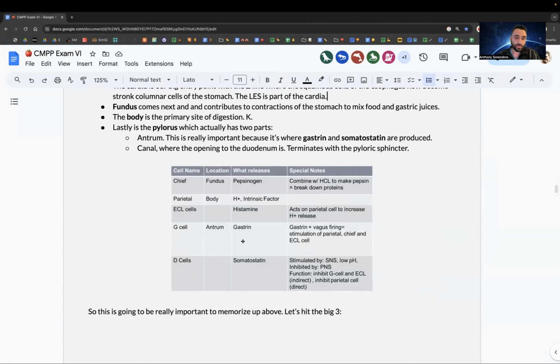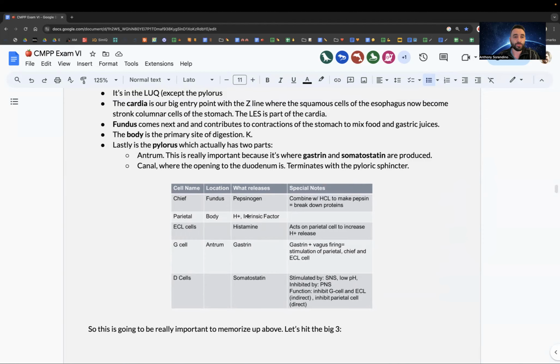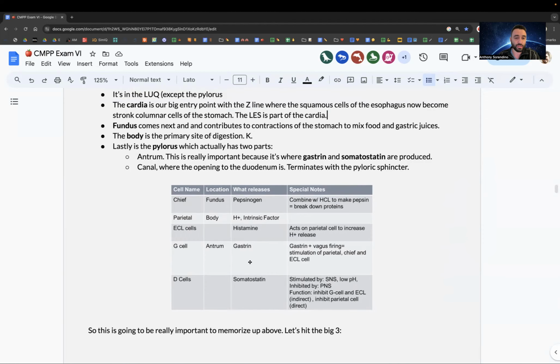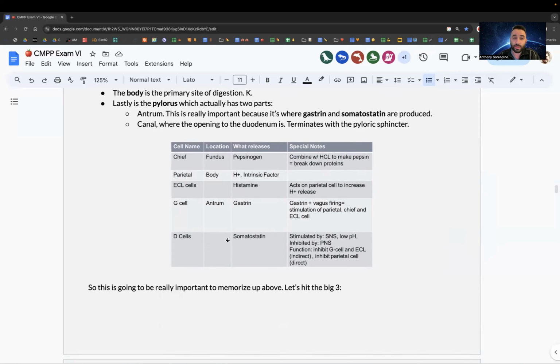The antrum and gastrin, that's a huge one. So gastrin, which is released by the G cells, is going to promote parietal, chief, and ECL cells to create all of this acid. So, when we eat, gastrin kicks in, and then all the acid starts coming to break down the food. So that's really important. Parietal cells are releasing just straight H+, which is just protons. So that's just acid.